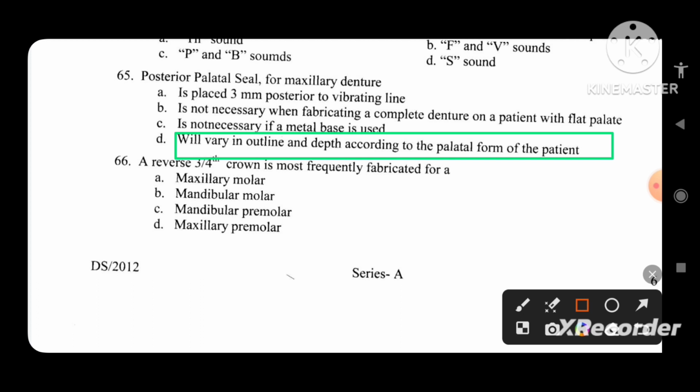And the correct answer is it will vary in the outline and depth according to the palatal form of the patient. A reverse 3/4 crown is most frequently fabricated for. Options are maxillary molar, mandibular molar, mandibular premolar, or maxillary premolar. And the correct answer is mandibular molar. A reverse 3/4 crown is most frequently fabricated for mandibular molar.